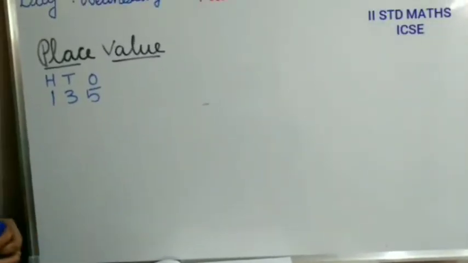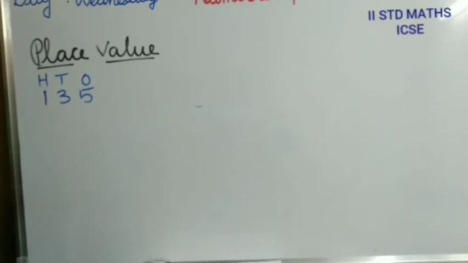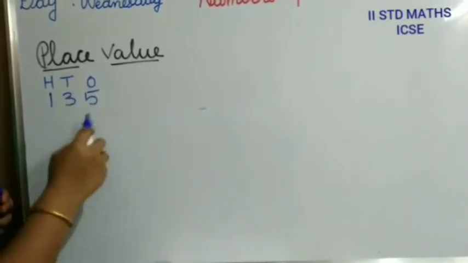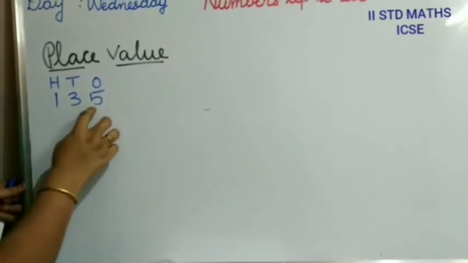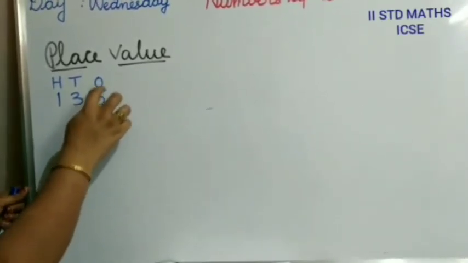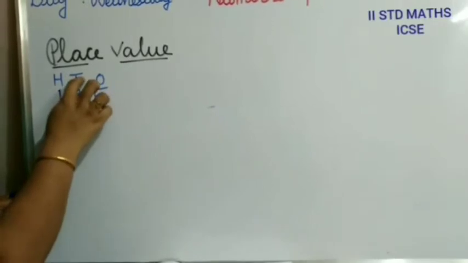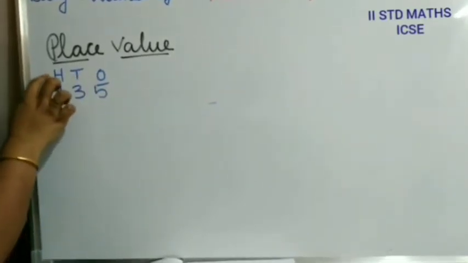Next one, place value. Children, you know what is meant by place value? Place value is the value of each digit in a number. See here, one number, 135. 5 is in the ones position, 3 in the tens position and 1 in the hundreds position.